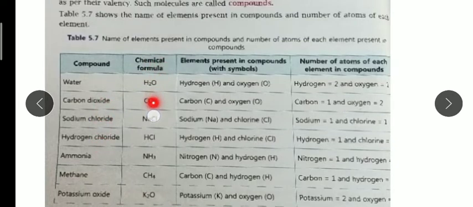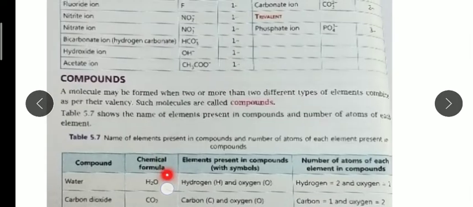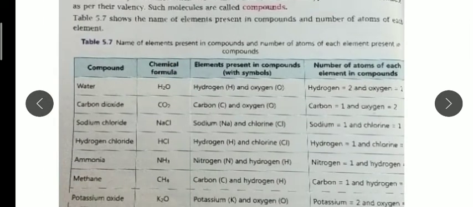Every element has a symbol. Whenever they combine, they combine in a fixed ratio, and they have a proper chemical formula. In the third column they are showing the constituents of the compound. Hydrogen and oxygen combine in a fixed ratio and form water. In the same way, nitrogen and hydrogen combine in a fixed ratio and form ammonia. Methane is carbon and hydrogen. You should remember the formulas in chemistry. It is very important.